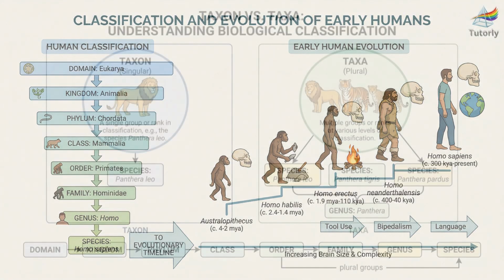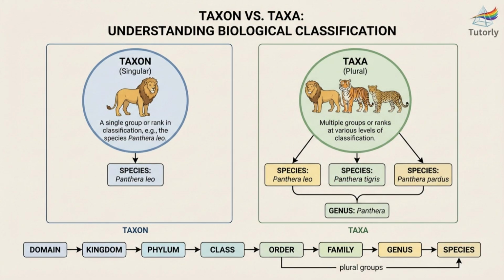The scientific word for each category in classification is taxon, plural taxa. Every level of classification, from the broadest to the most specific, is a taxon. Are animals a taxon? Yes. Are mammals a taxon? Yes. Are dogs a taxon? Yes. But they are at completely different levels.